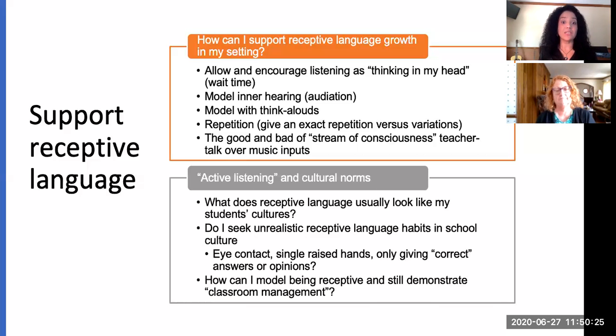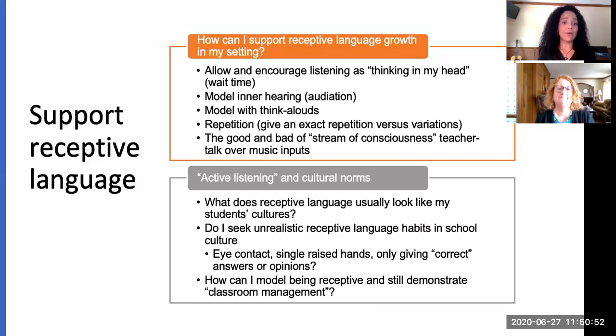So what does receptive language usually look like in my students' cultures? And do I seek unrealistic receptive language habits in school culture? Elaine and I have had many conversations about the necessity or the utility of always asking for eye contact, single raised hands, and only giving correct answers or opinions in a space. And what does that foster in our students? And are those reasonable behaviors all the time, every day, in every context?